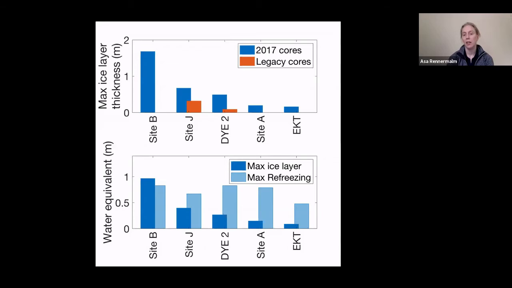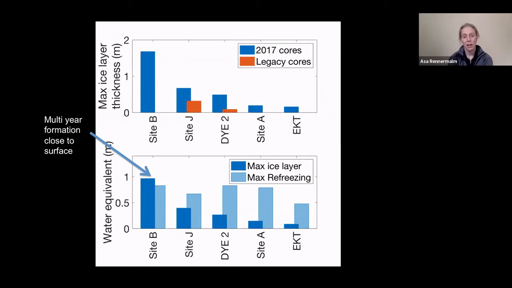31 years prior. What's interesting here is that except for site B, in all years, refreezing actually exceeds the maximum ice layer water equivalence needed to form the thickest ice layer. So site J, die2, site A, and EQT could all have been formed in one extreme melt year. Site B, however, not so much.